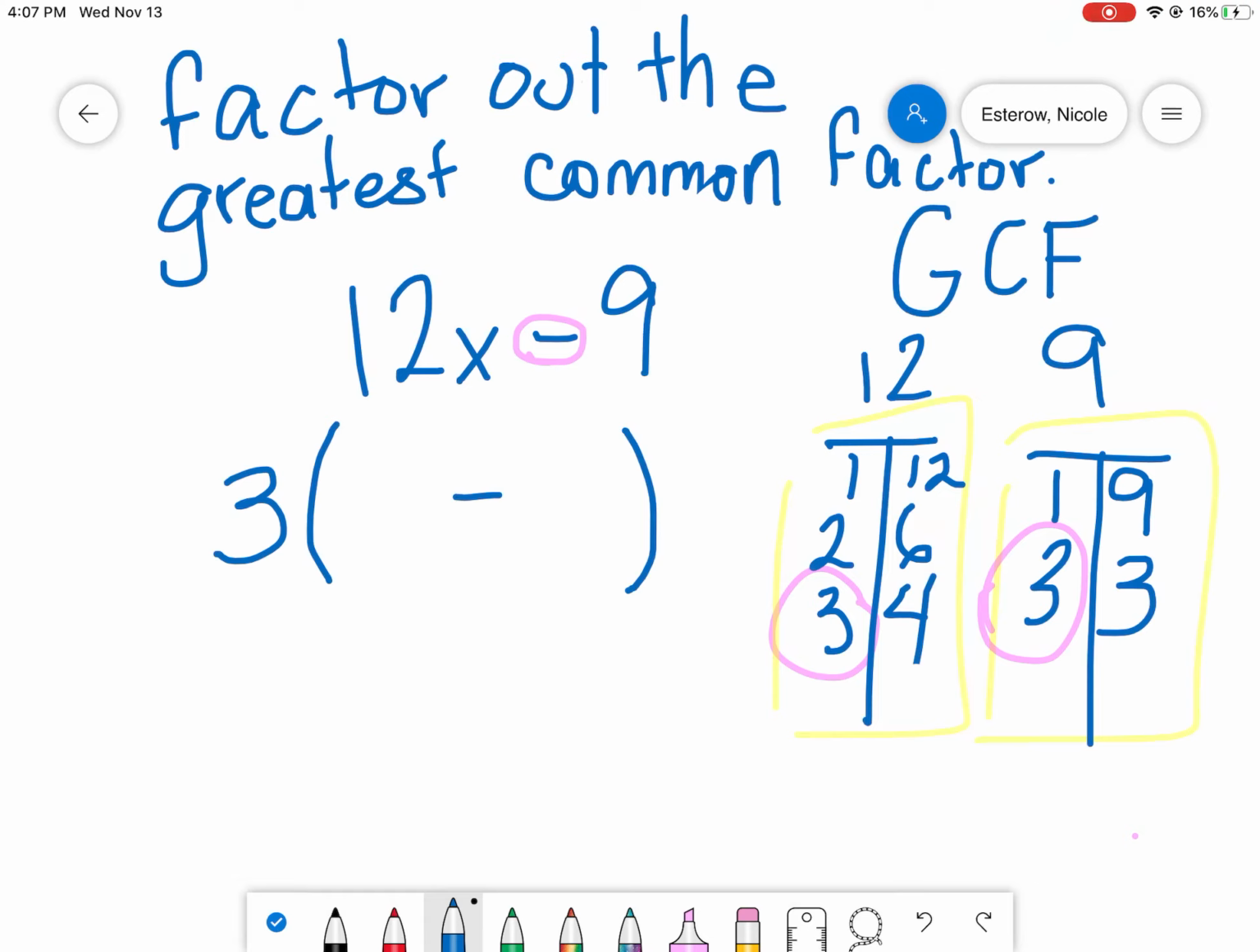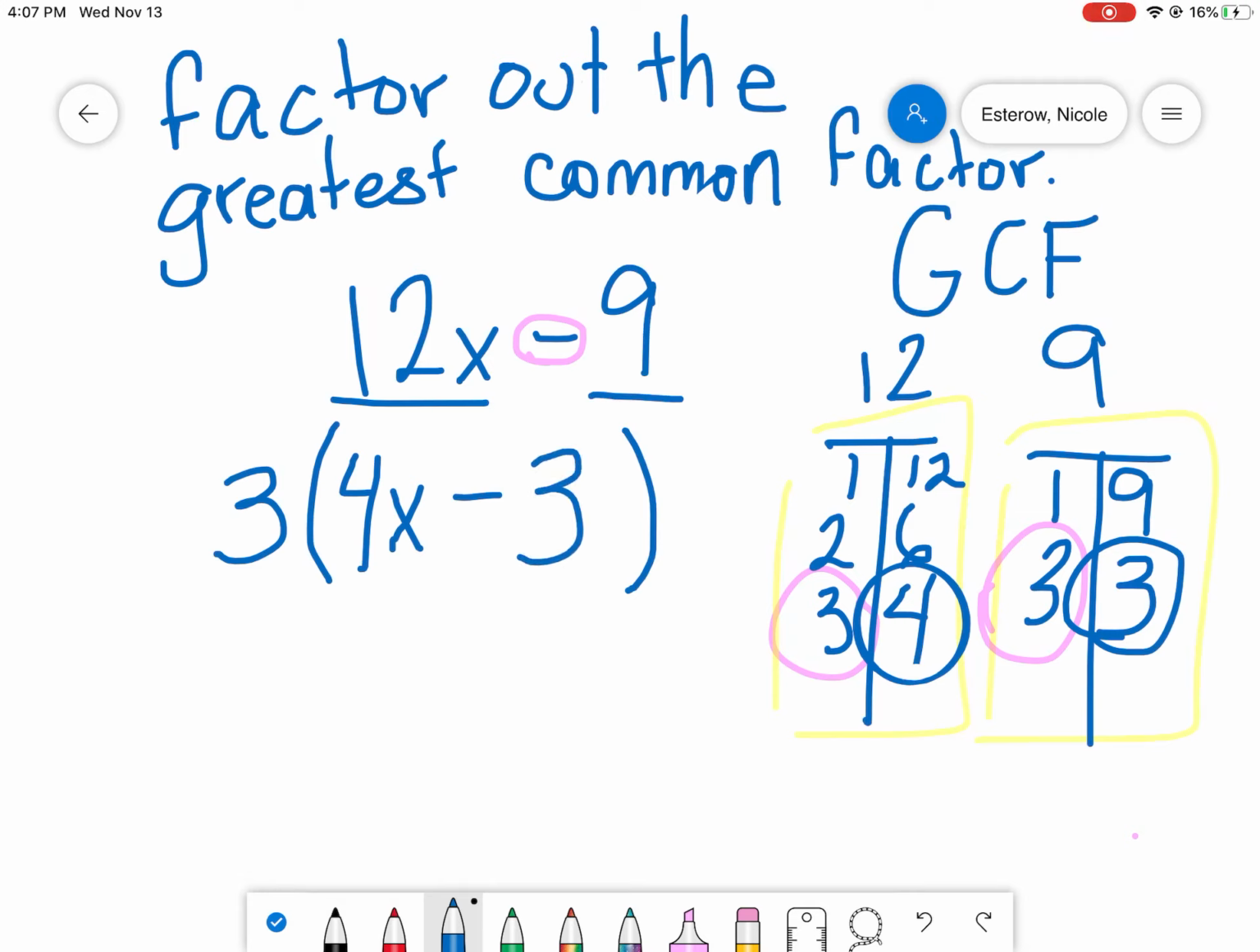Now I need to find 12. What times 3 is 12? So I can see over here that 3 times 4 is 12. And then I keep the x. And now I need to figure out what times 3 is 9. Well, I can see in my chart 3 times 3 is 9. So I'm going to put 3 here.